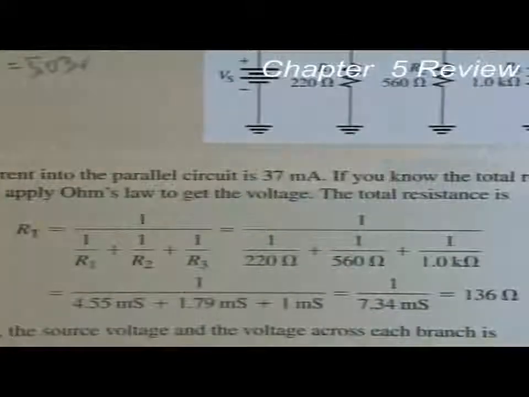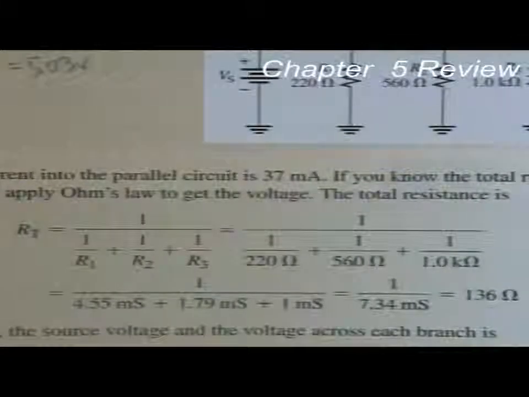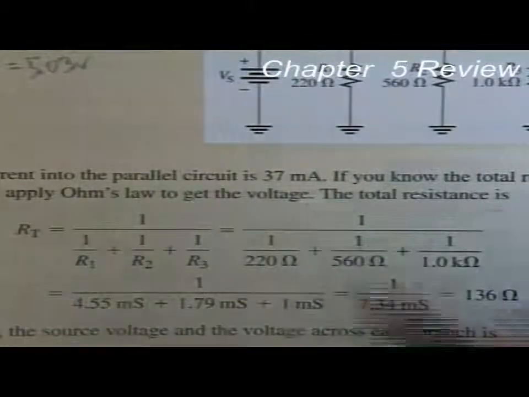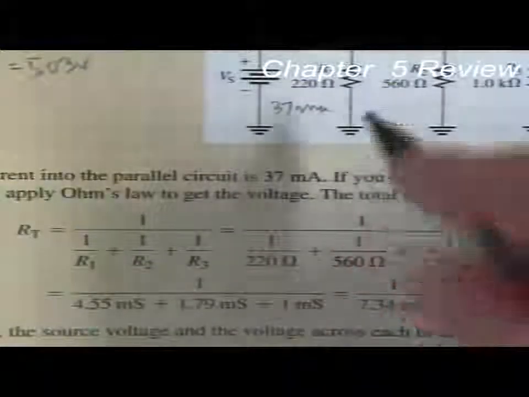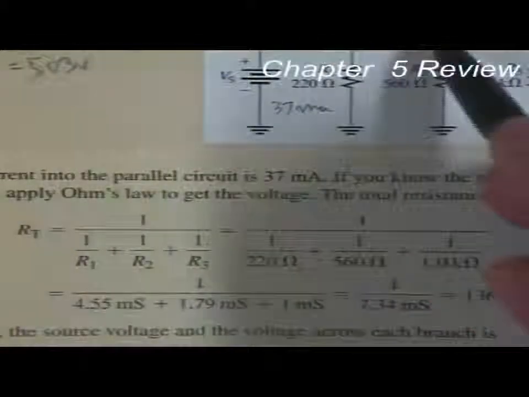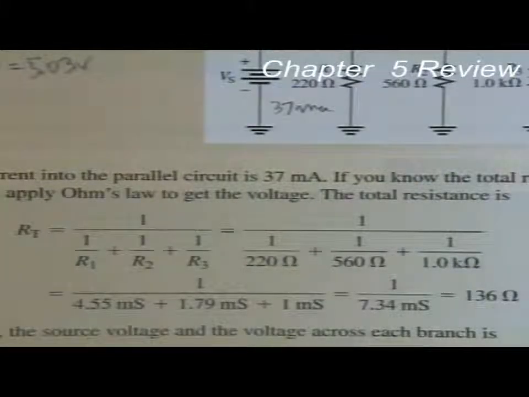This time we're going to use the reciprocal formula. We're looking at this circuit. It is indeed a parallel circuit. Now notice that the current in this case is given. This current is 37 milliamps. This is the current flowing back into the battery. So that tells me that I also have 37 milliamps coming out of the battery, going through each. We're going to add those up. We'll see in a minute how that adds up. Let's go ahead and work the problem first.